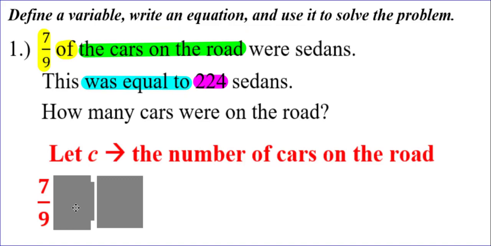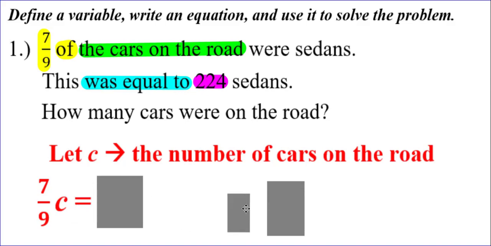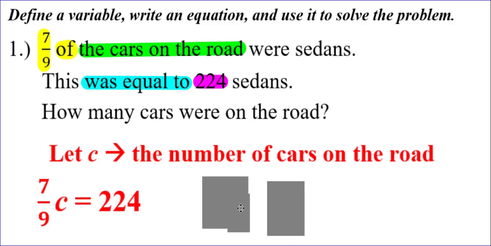Times what? The cars on the road. Well, remember, our variable stands for the number of cars on the road. So that'll be 7/9 times C. And we don't need a times dot between a number and a variable, so no need. We'll just put the C right next to it. Then it says this was equal to. Well, that obviously means the equal sign. And then finally it says 224 sedans, so it'll be our 224. You'll notice on most of these word problems, going in the order that we read it when we write our equation is pretty much the way that we are going to get our equation.